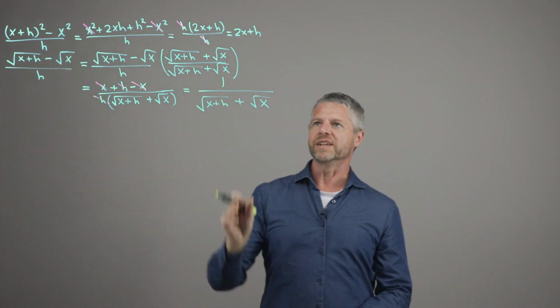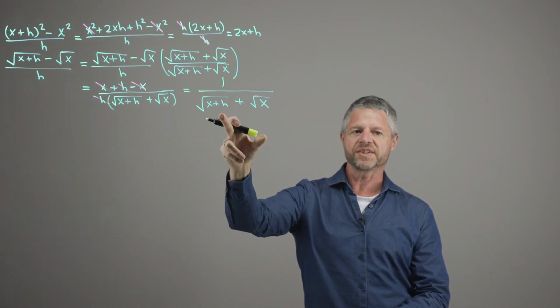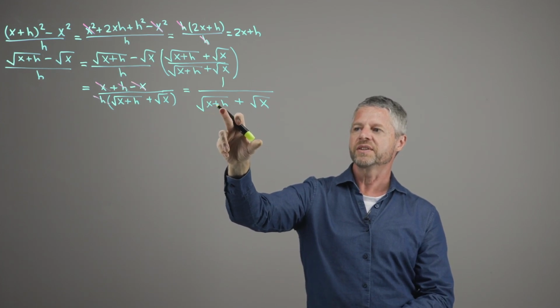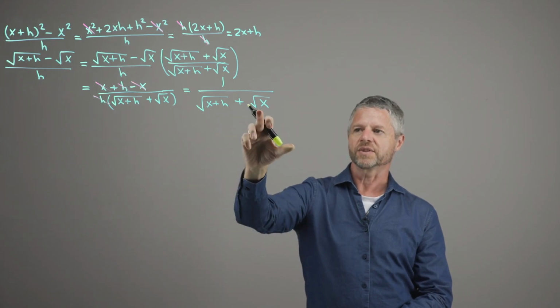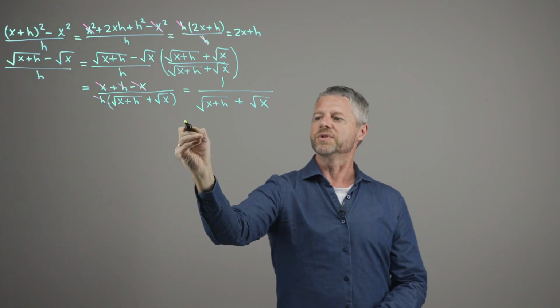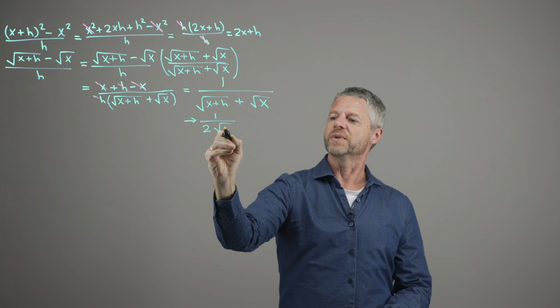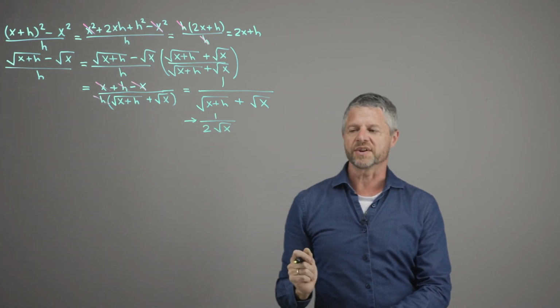Now, if I look at this and I ask myself what happens to this expression as h goes towards 0, then square root of (x plus h) is going to go towards square root of x. I've got another square root of x, so this whole expression will tend towards 1 over 2 square root of x as h goes towards 0.